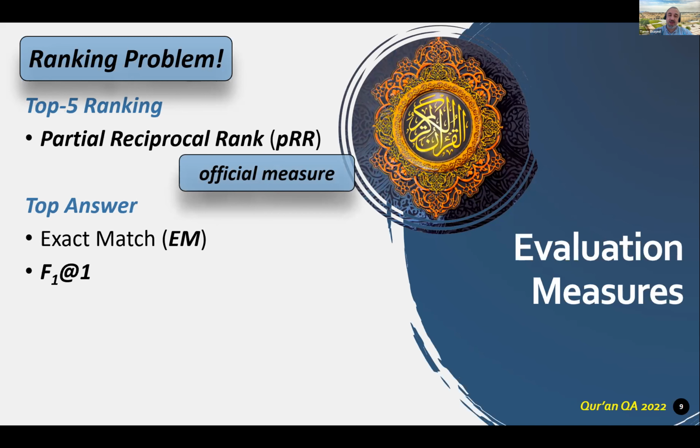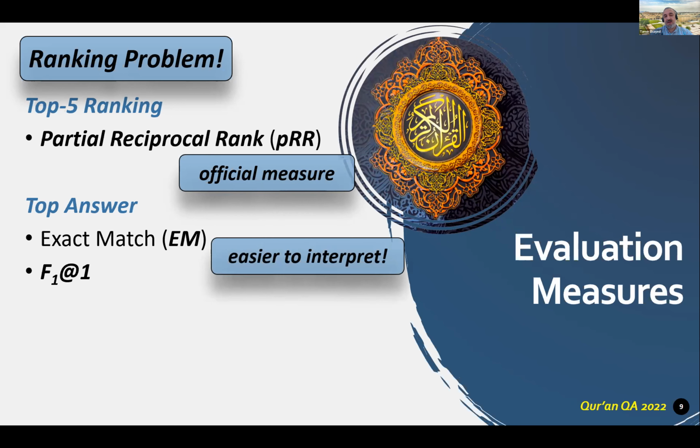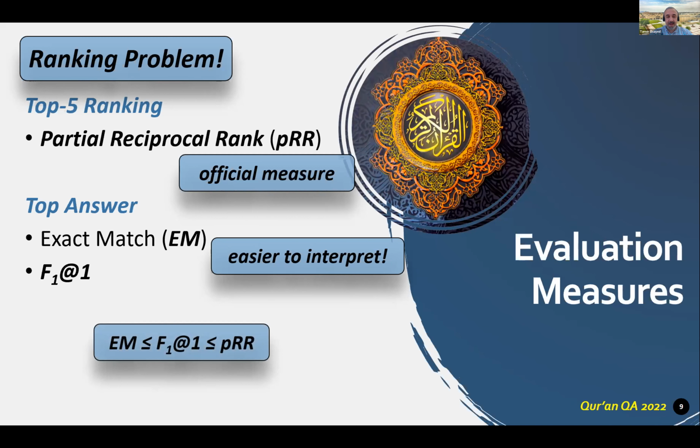We also used two other measures which only consider the top answer returned by the system. The first is called exact match, which, from the name, just considers the exact full match of the answer with any of the gold answers. The other one was F1, which considers partial matching. Those measures are more flexible and easier to interpret, which is why we provided them, and we report them for all the submitted runs. But PRR was the official measure because we were trying to give systems more chance to find answers within the top 5. If you look at the three measures, you will see that EM is the most strict, then F1, then PRR.